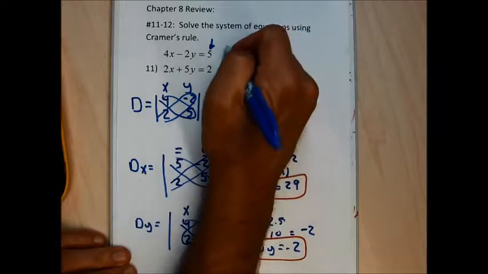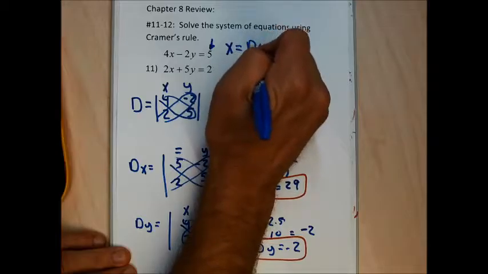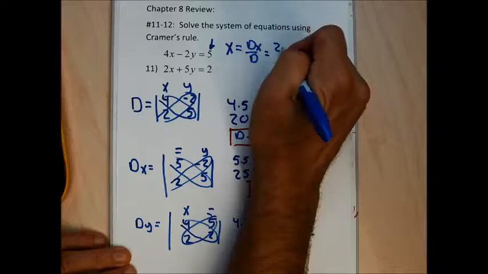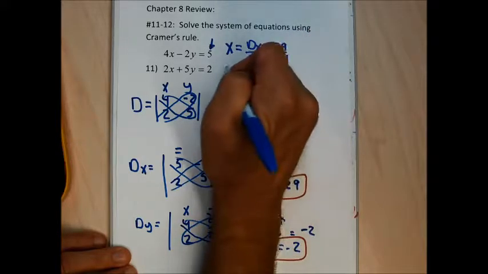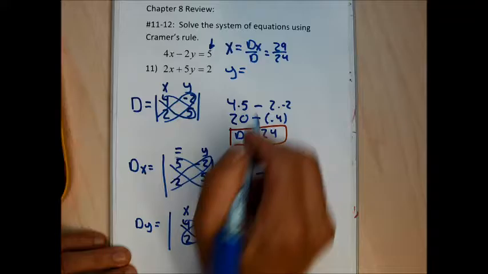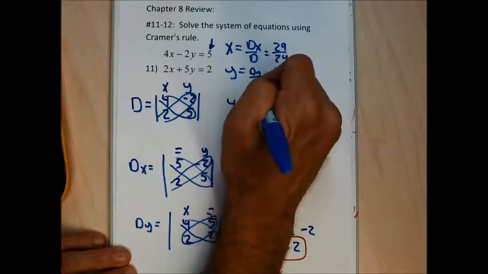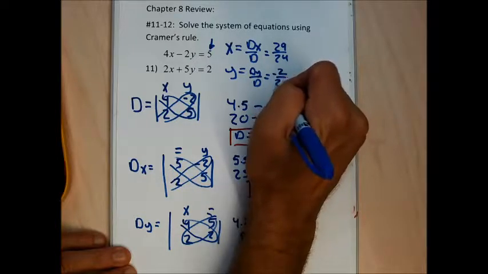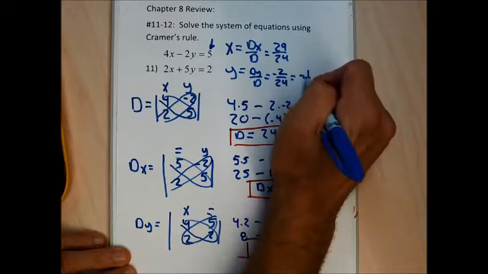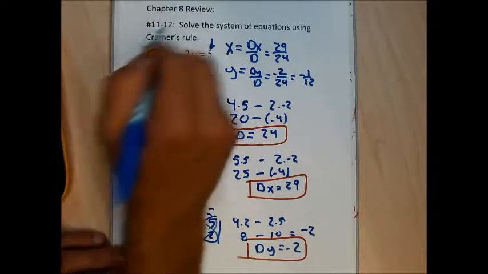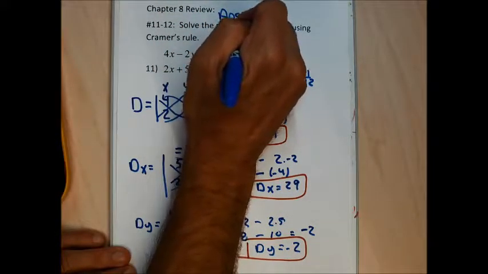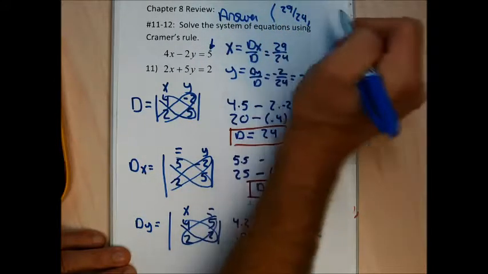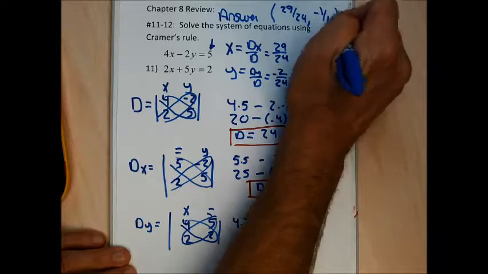I know that x is equal to D sub x over D. So it's going to be 29 over 24. And I know that y equals D sub y over D, which is going to equal negative 2 over 24, which reduces to negative 1/12. The answer to problem 11 is x equal to 29 over 24 and y equal to negative 1 over 12.